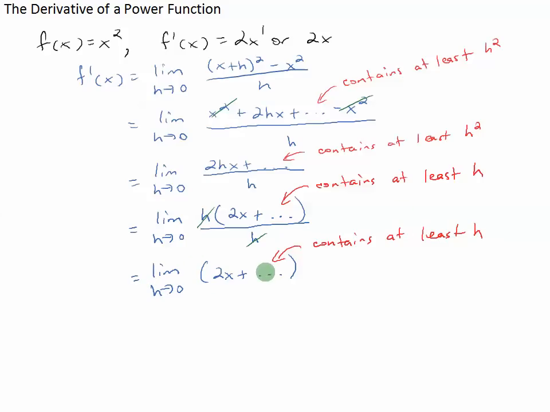Because when I take the limit as h goes to 0, all this stuff goes to 0 since it contains h. So up here it was vital that it contained h squared because I knew I was going to factor an h out and I wanted an h to remain. So after I take my limit, this stuff goes to 0 and you can see that I'm left with just 2x. Okay, very good. Let's do the same thing for the x cubed function.